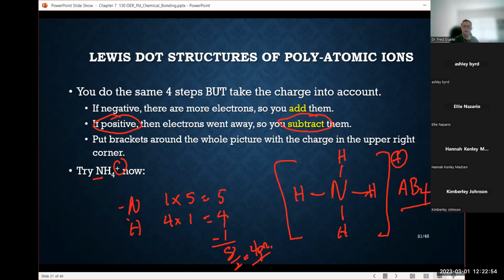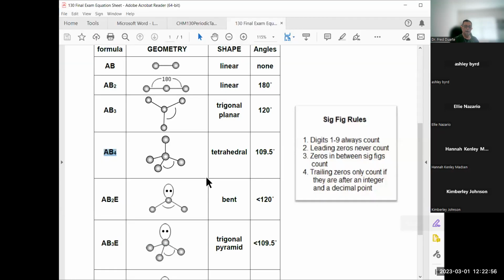Here it is. AB4, which is what we just finished talking about. Notice this will be the nitrogen, then the 4 hydrogens around the nitrogen. And it being a polyatomic ion, we'll have a bracket and the plus charge around it.